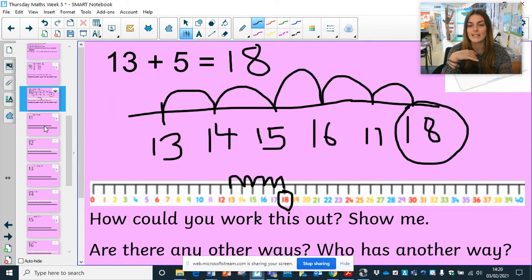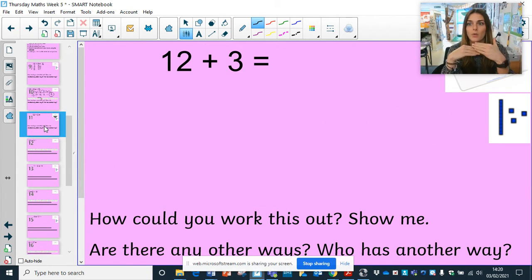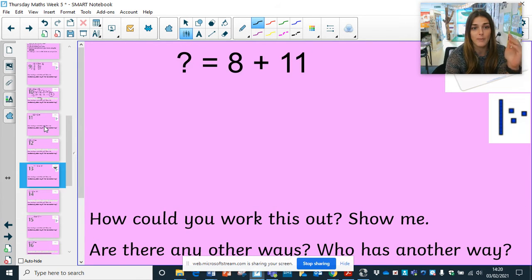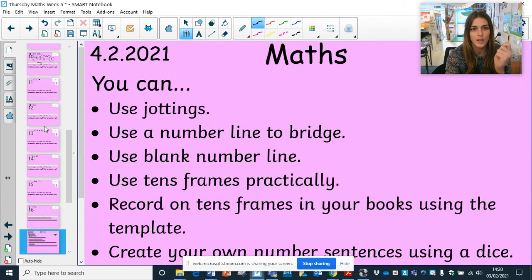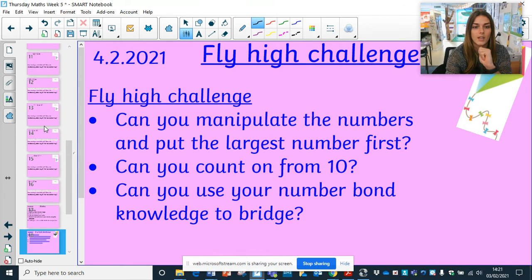I've got lots of small number sentences here to support you. However, I'm not going to model all of them because I want you to have a try on your own with those ones. You can use practical objects first and then record it if you would like to. And just remember to look out for those numbers. Can you manipulate them and put your biggest number first? That's really important. So again, reminding you what you can use, as we've discussed, and I've showed you the ways that I would use. You can use tens frames if you would like to, and you need a few of those. However, I would like to see jot-ins or a number line. That's a bit more efficient.